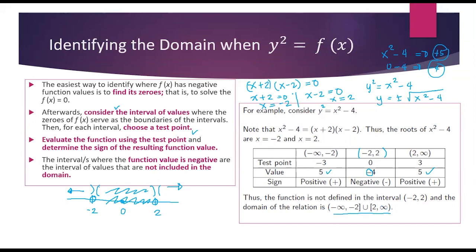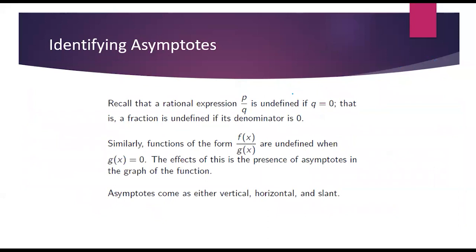How about your asymptotes? Let's recall that we can just have an asymptote if we have a rational function. If we have a rational expression P over Q, this one is undefined whenever Q is equal to 0. That is also similar to your rational function. If you have f of x over g of x, your denominator g of x must not be equal to 0 to make this function defined.